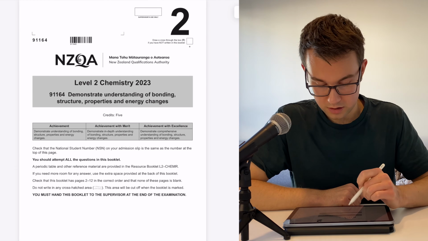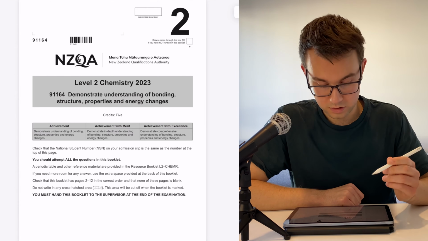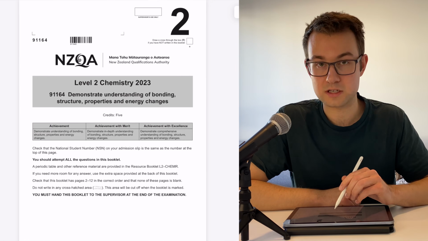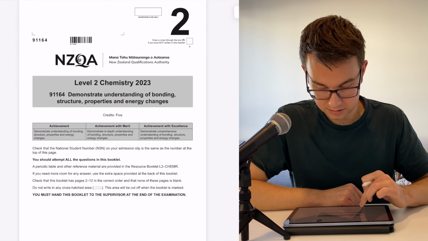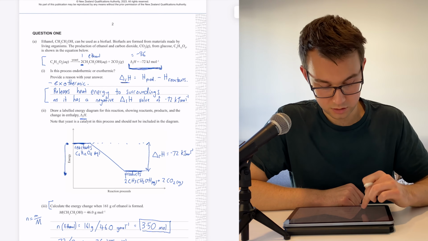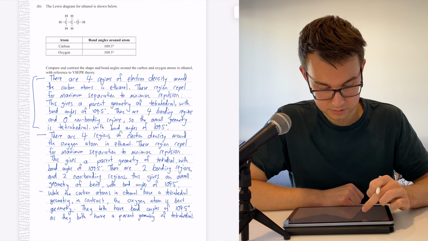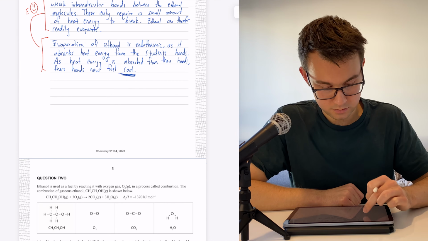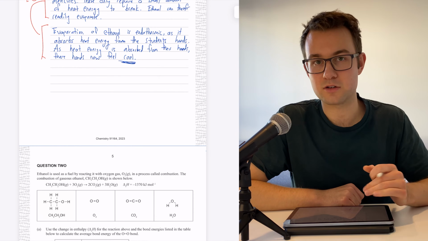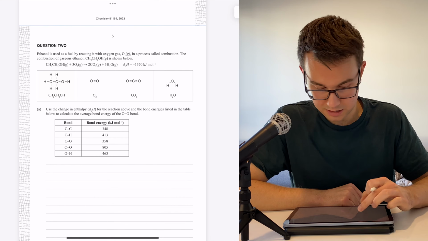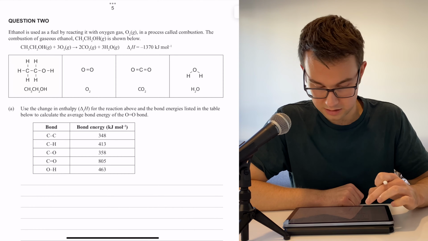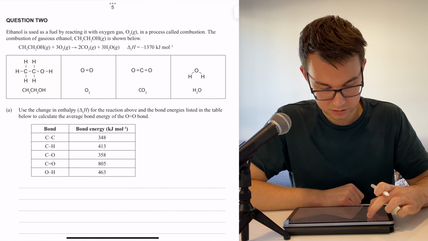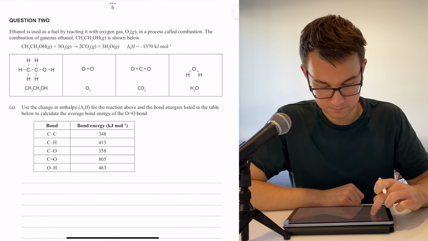Today we're going to go through question number 2 in this Level 2 2023 exam. We're going to be looking at structure and bonding. It's going to be very fun. In the last video we went through question 1, and we got an excellence. So go back and watch that if you haven't done that. But today we're talking about question number 2. I'm very excited. I hope you guys are too.